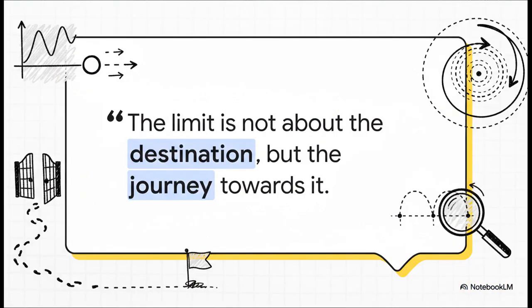Exactly. The limit is all about how the function behaves in the neighborhood of a point. It's the trend. You can almost call it the intention of the curve. And that's totally separate from whatever might be happening or not happening at that one single isolated destination.